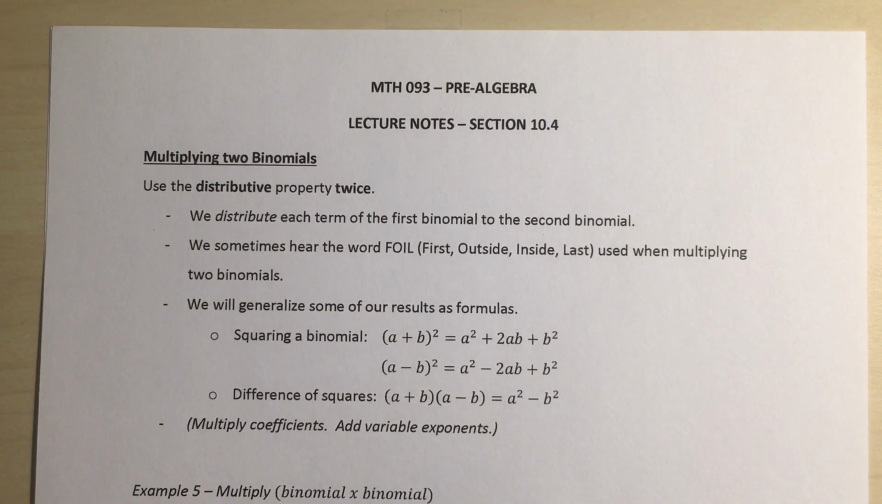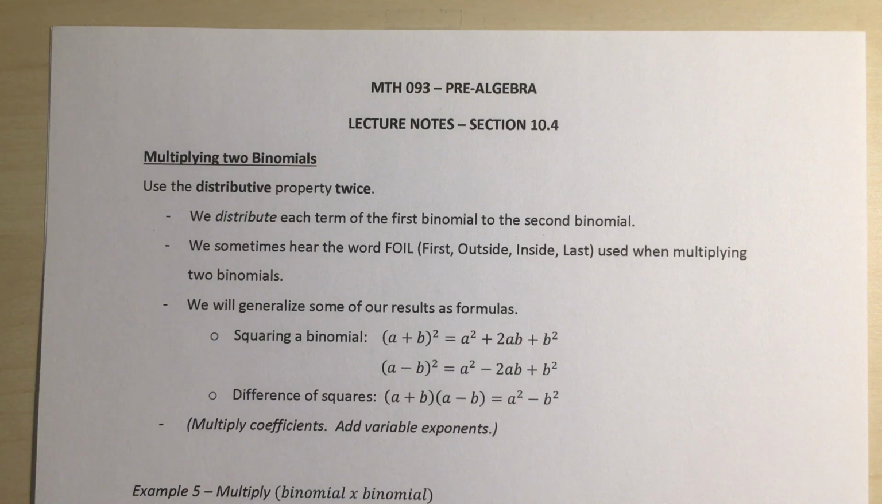Alright, so as I mentioned in the last example, multiplying a binomial times a trinomial is going to be the most complicated type of multiplication that we're going to see. We had a bunch of terms when we were going through and doing our multiplication. In these last few examples, we're going to focus on multiplying binomials.